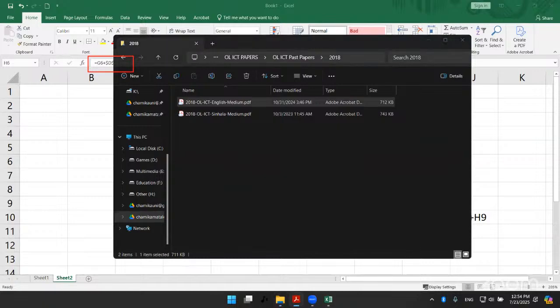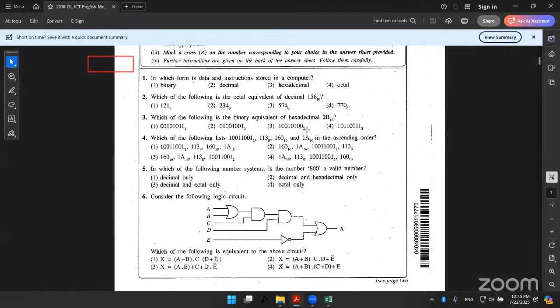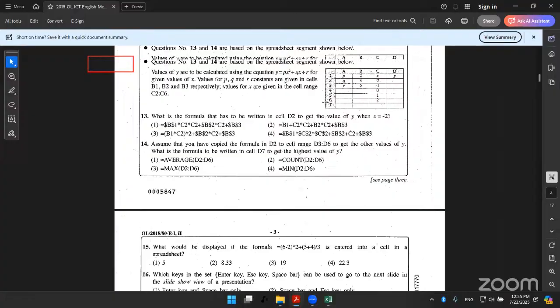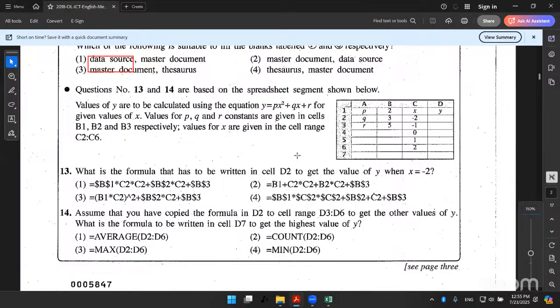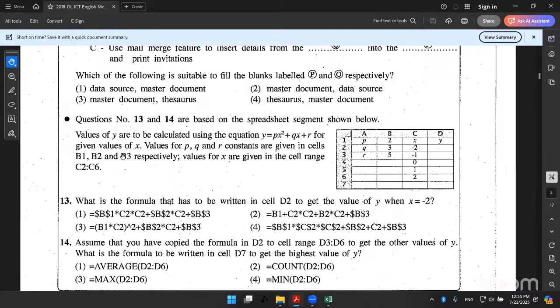This is an older paper, an older one. So here you can see there is a question. Okay, what is this question? Here this is a simple Excel sheet, and values of y are calculated using the equation. This is the equation, given values of x. Okay, x will be input. Values of P, Q, and R constants are given in cells B1, B2, and B3 respectively.